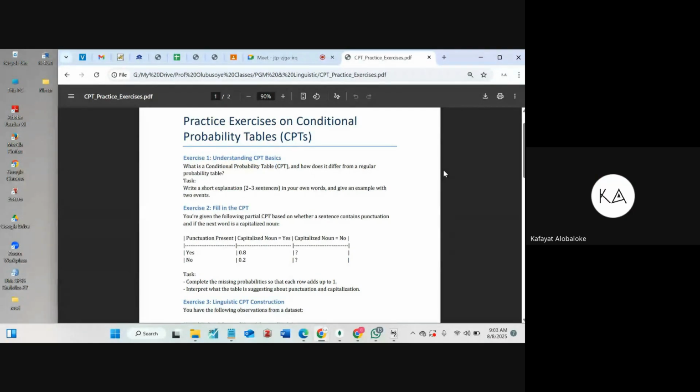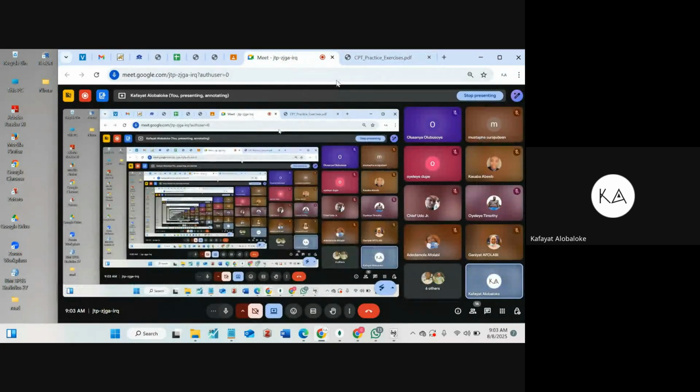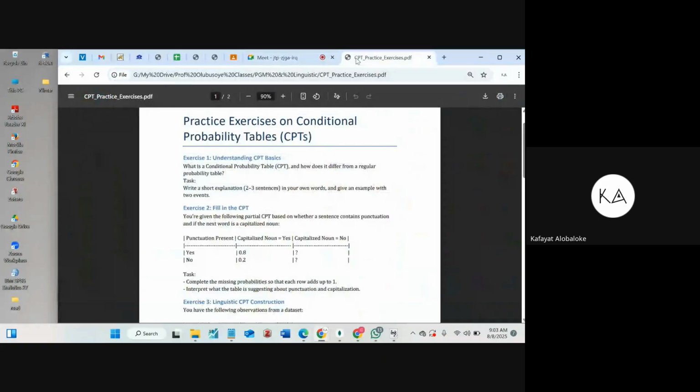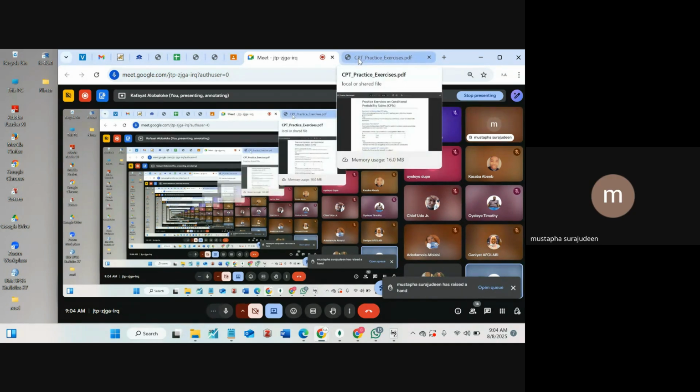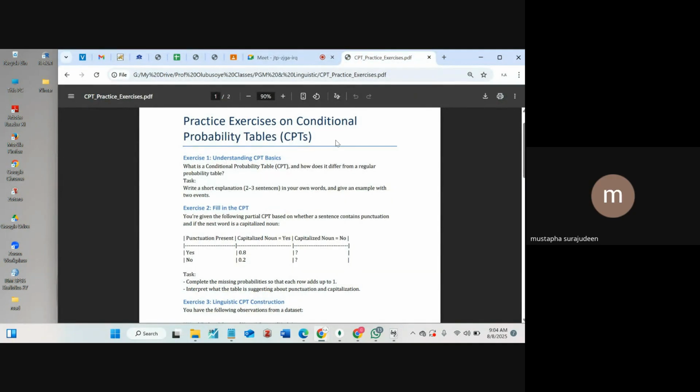So, yes, that's very correct. Ganiat, thank you very much. So for more emphasis on how a regular probability table is different from a conditional probability table, is anybody raising his hand? Okay, Mustafa, go ahead, please. Yes, I just want to come up with examples. Okay, thank you.